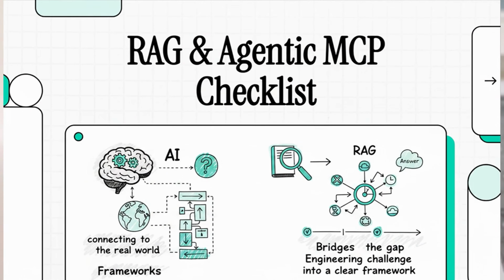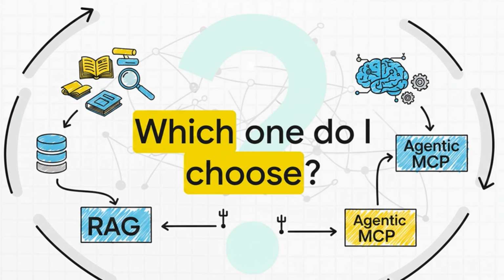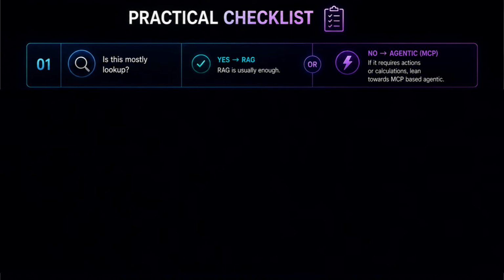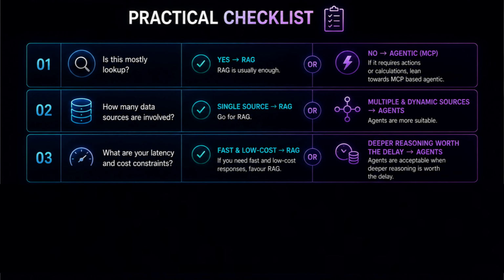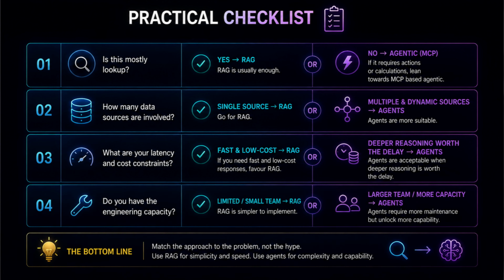So let's ground this back to a practical checklist. Whenever you are designing any AI system, first ask yourself, is this mostly lookup? If yes, RAG is usually sufficient. If it requires action or calculations, lean towards an MCP-based agentic system. And if the design contains a single data source, go for RAG. But if it has multiple and dynamic sources, an agent is more suitable. And coming to latency and cost constraints, if you need a fast and low-cost response, favor RAG, while agents are acceptable only when deeper reasoning is worth the delay. And finally, RAG is simpler to implement, but agents require more maintenance and unlock more capability.